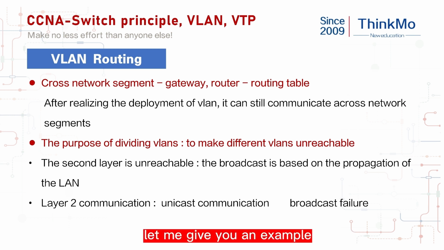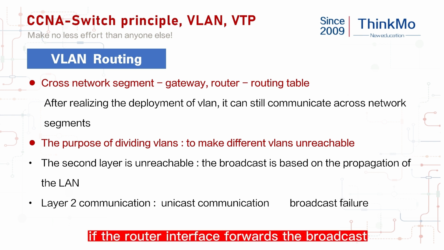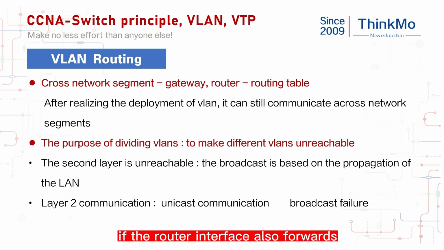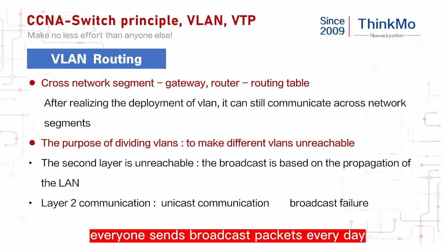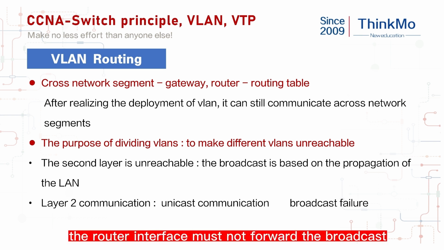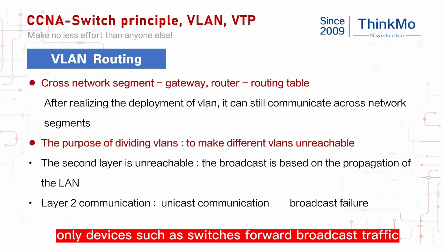Let me give you an example. If the router interface forwarded broadcasts, then the ARP packet we sent would also be forwarded across billions of internet users around the world, and everyone sends broadcast packets every day. That's too exaggerated. Therefore, the router interface must not forward broadcasts. Only devices such as switches forward broadcast traffic.